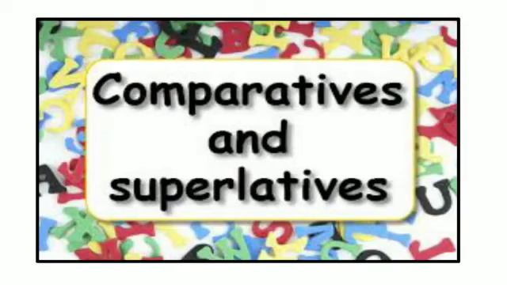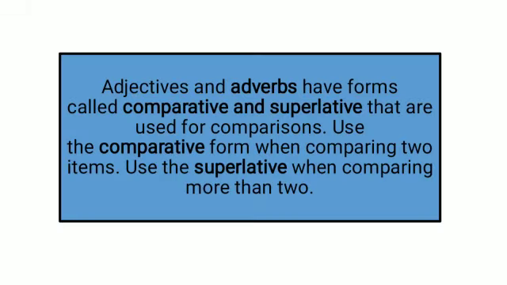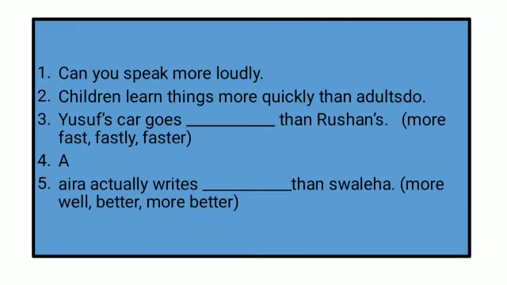Okay, beta. Now let's move on to our next topic, comparatives and superlatives. When we think of comparative and superlative forms, we usually think of adjectives. For example, more beautiful, most beautiful, taller, tallest. But it's not correct. Adverbs also have comparatives and superlatives. Adjectives and adverbs have forms called comparative and superlative that are used for comparisons. Use the comparative form when comparing two items. Use the superlative when comparing more than two, isn't it?